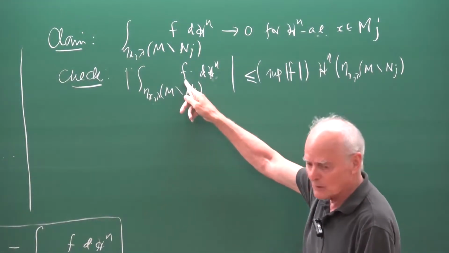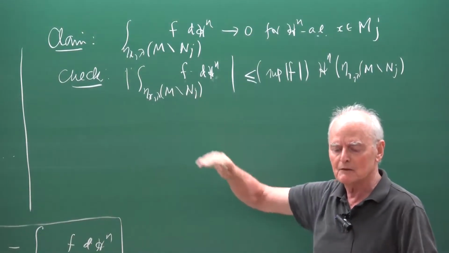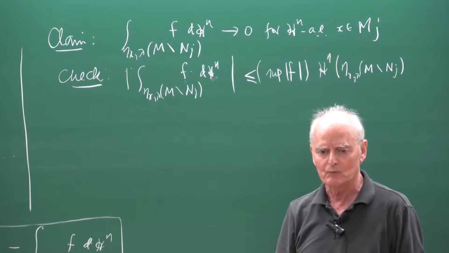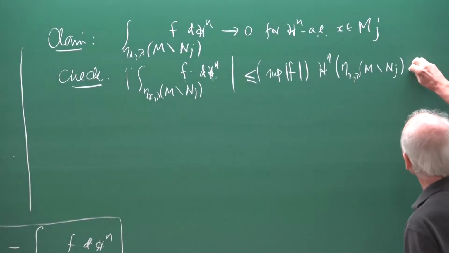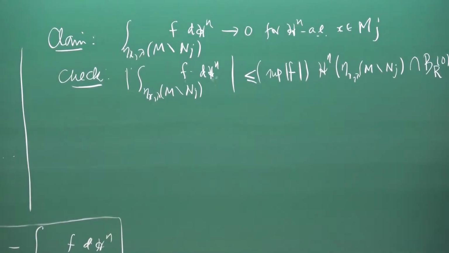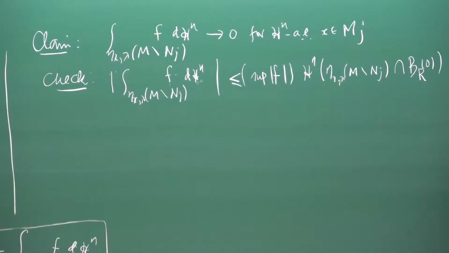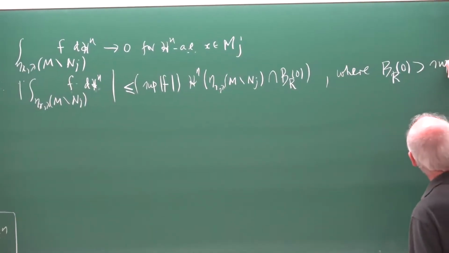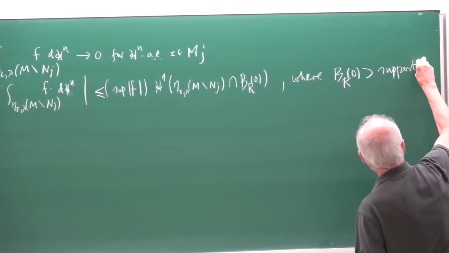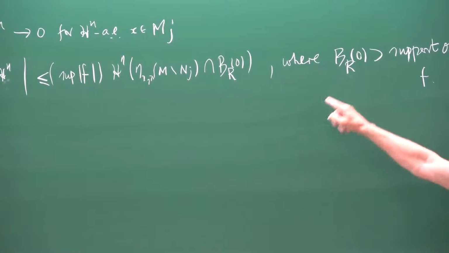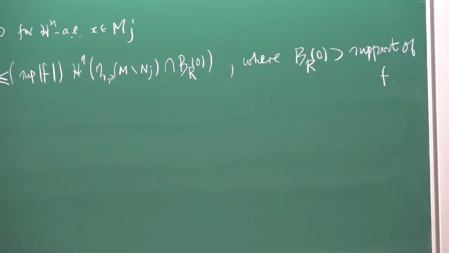Remember this f has compact support. That means it vanishes identically outside some big ball centered at the origin. So we can write an intersect B_R0 here, where B_R0 contains the support of f, the closure of the set of points where f is not 0. So just pick any big R, it doesn't matter. Just pick an R large enough so that that's true.